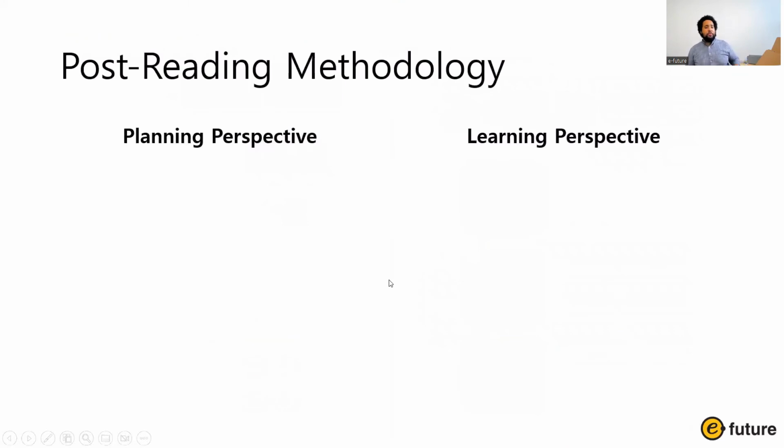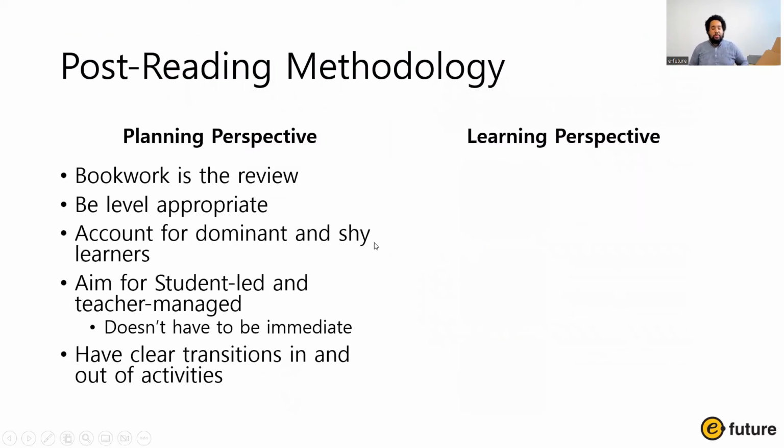So from a planning perspective, remember to keep the bookwork as the review. So game first, then bookwork for review. Make sure your games and your questions and your prompts are level appropriate. And then also very, very important in post-reading discussions and games and activities, make sure you account for who your dominant students are and who your shy learners are. Because the dominant students are going to take over the class, they're going to give all of the answers, and you're not going to be able to see what the shy learners know as well. So keep that in mind when you're asking these questions and when you're playing these games.